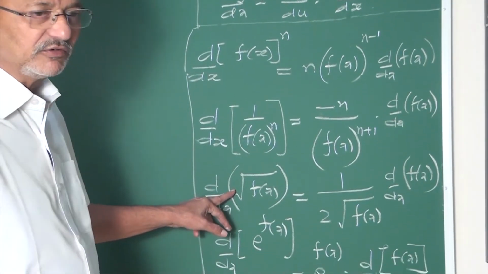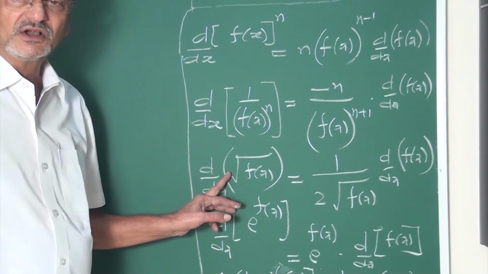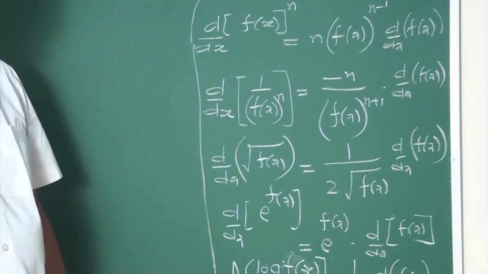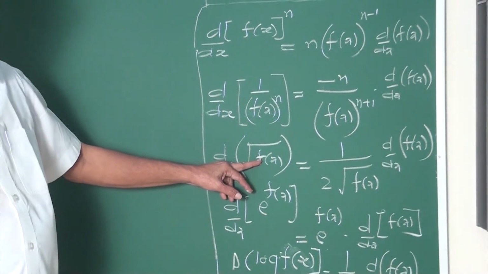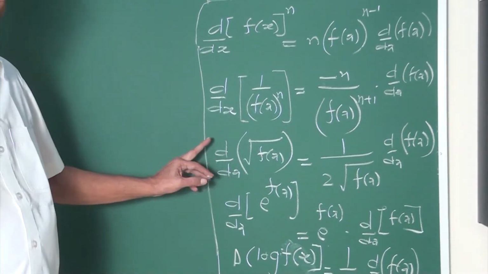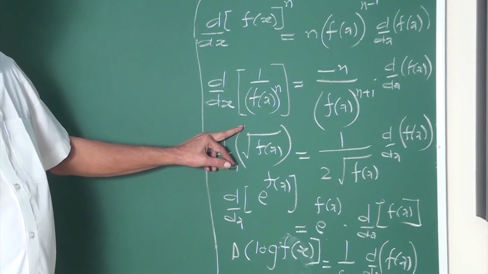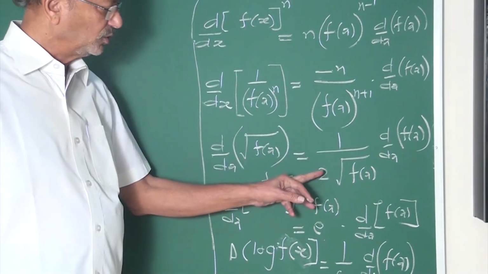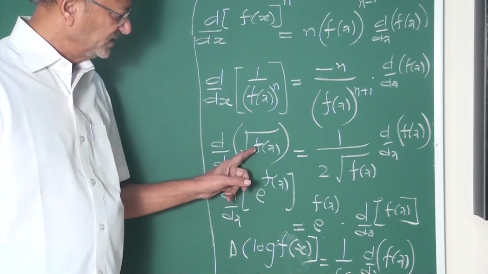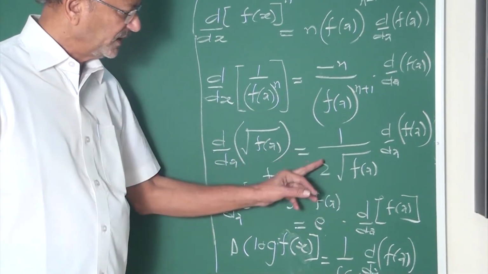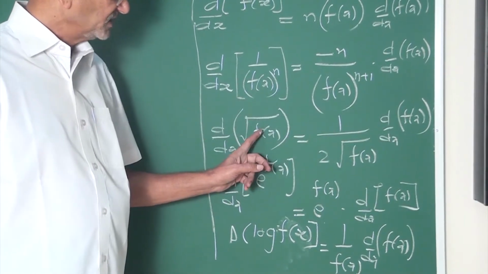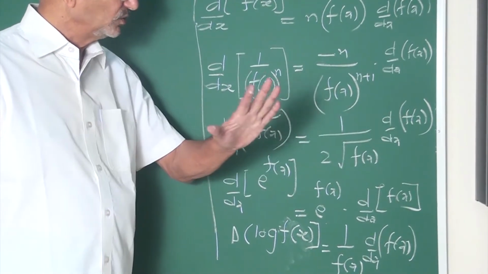You know the derivative of root x. What is the derivative of root x? 1 by 2 root x. In that, replace x by f(x). So d by dx of root f(x), same formula, 1 upon 2 root f(x), whatever it is. If it is x, write x, 1 by 2 root x. If it is x, don't write its derivative. If it is other than x, write its derivative. That is the only thing.